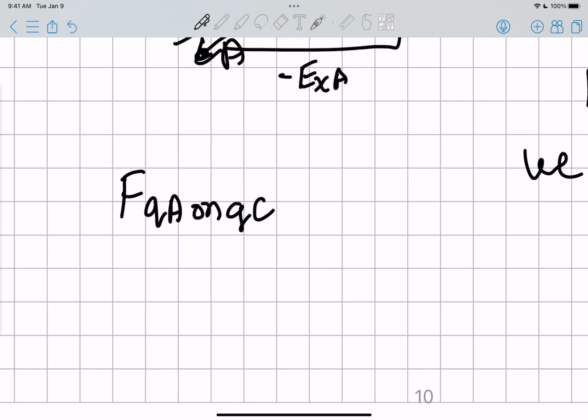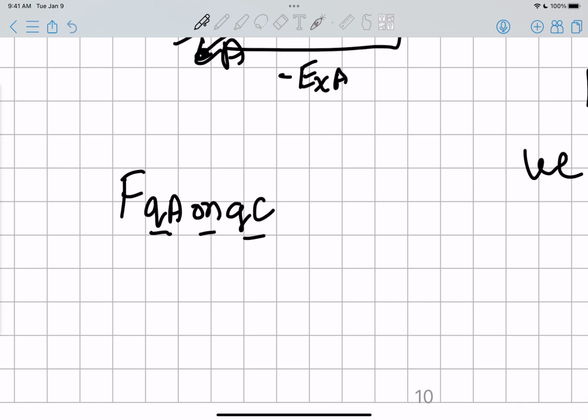What does QC feel from QA? How does QC react to QA? That's the notation you're always going to see: a charge on another charge, blank on blank. When you see that type of notation, you kind of flip it the other way around. So instead of force on QA on QC, it means, you're not really flipping anything around. It's just a better way to understand it.